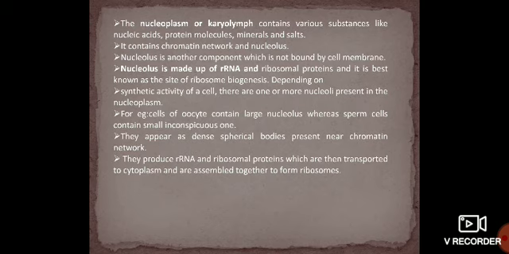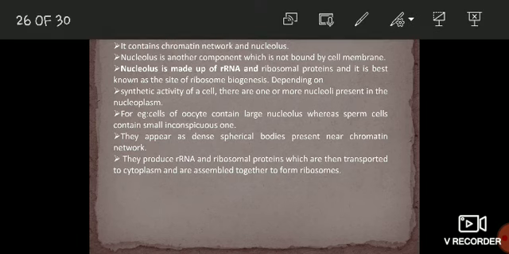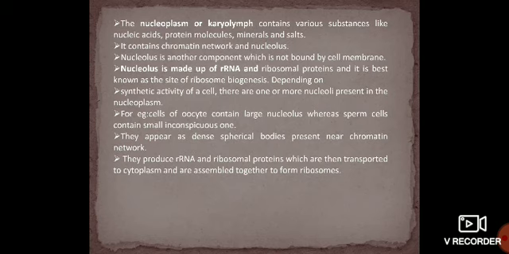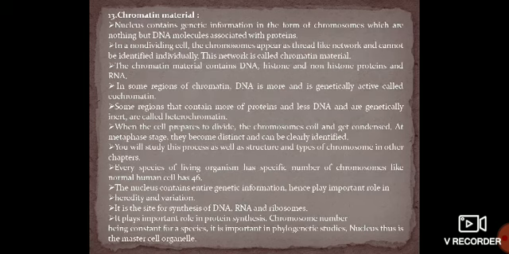These nucleoli appear as dense spherical bodies present near chromatin network. If you want, you can review the last diagram in the previous slide. They produce rRNA and ribosomal protein, which we have already discussed, which are then transported to the cytoplasm and are assembled together to form a ribosome. So this is how the overall nucleus is going to help out.